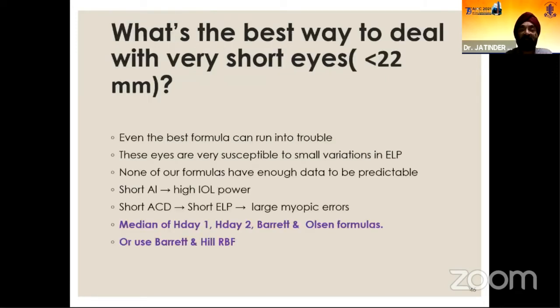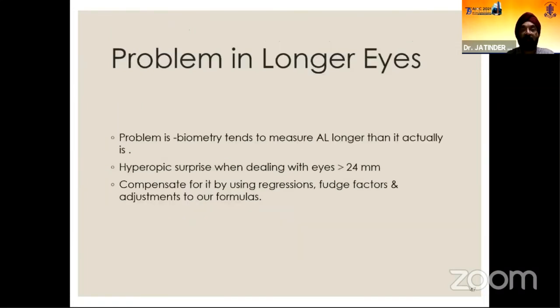So what is the best formula for very short eyes? The initial literature used to say that Hoffer Q is very good for the smaller eyes, but the newer publications suggest the median, and not the mean, of Holladay 1, Holladay 2, Barrett and Olsen formulas, or simply we can use Barrett and Hill RBF formulas in eyes shorter than 22 millimeter, because this is one problematic situation.